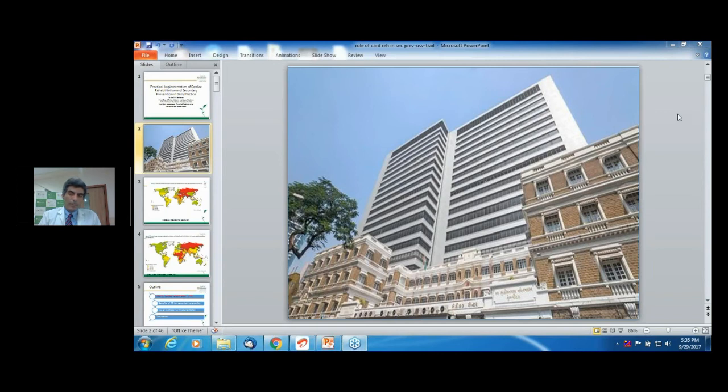Okay, doctor. The second question is by Mr. Manu Shukla. And the question is, is there any cardiovascular benefit of leisure walking as compared with brisk walk?